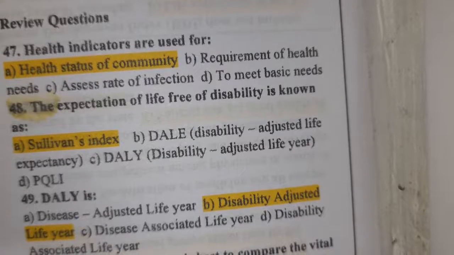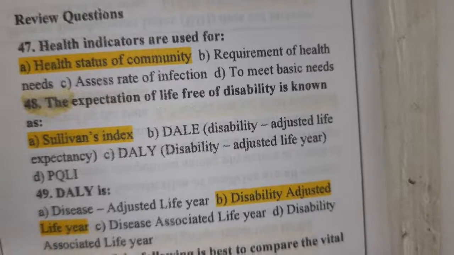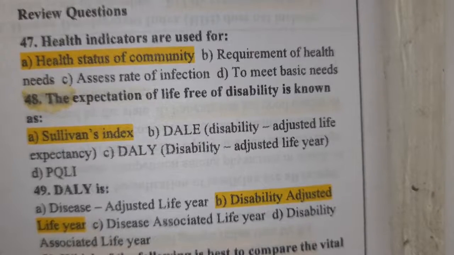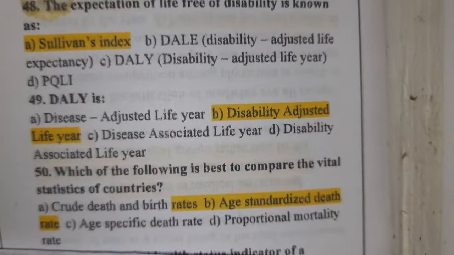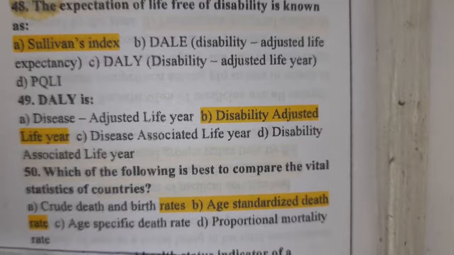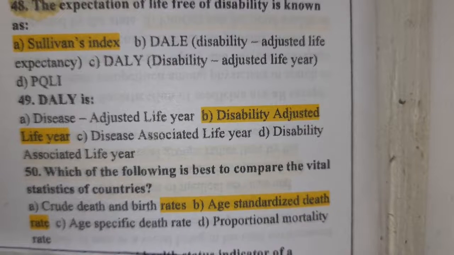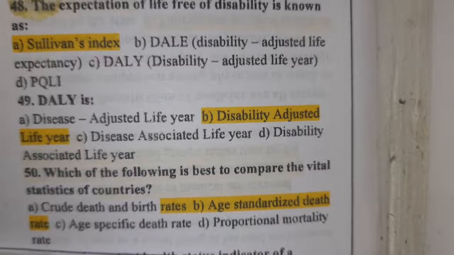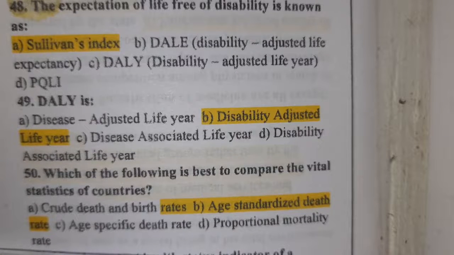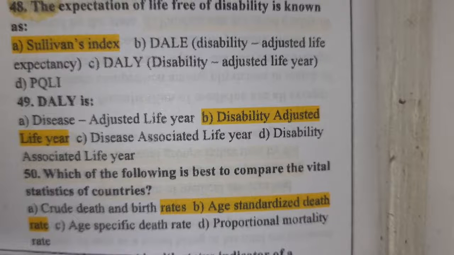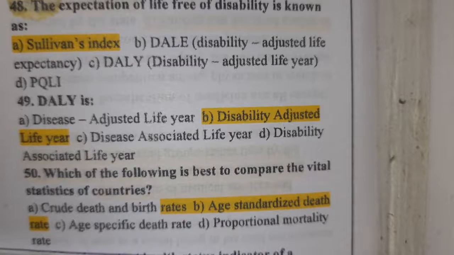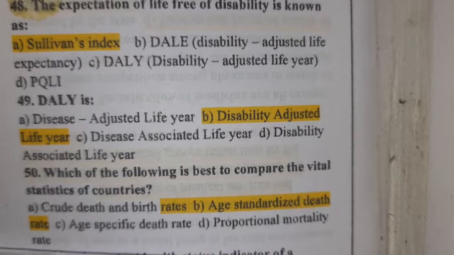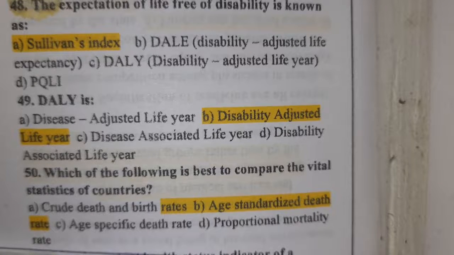DALY is disability adjusted life years. Which of the following is the best to compare the vital statistics of countries? To compare the vital statistics of countries, we will have to use age standardized death rate. It's quite simple. Crude death rates and crude birth rates are not age standardized. If it is age standardized, then it can be used for comparing different countries.